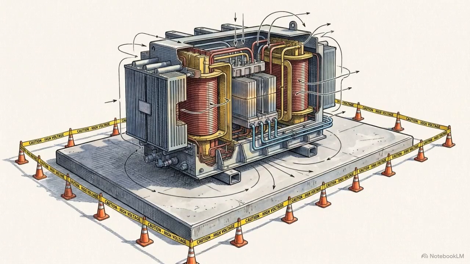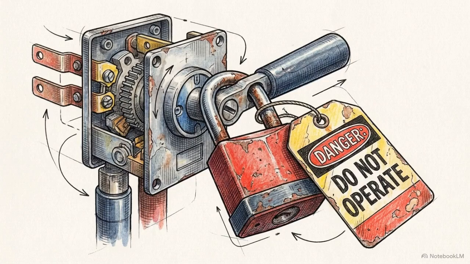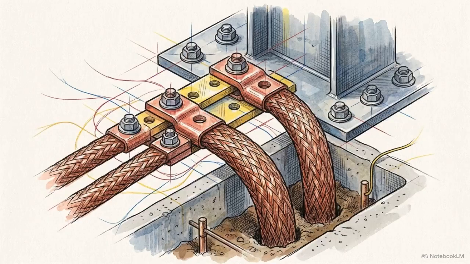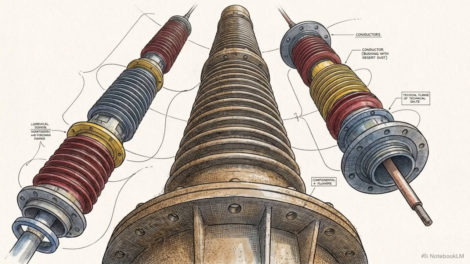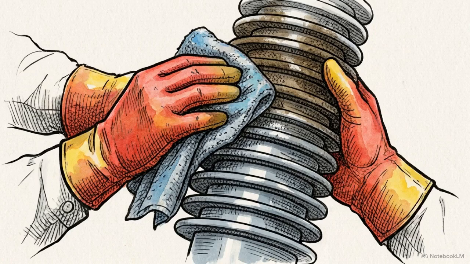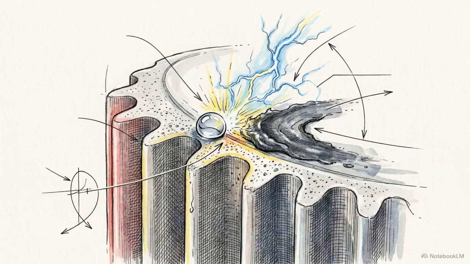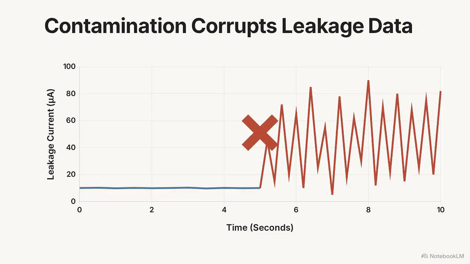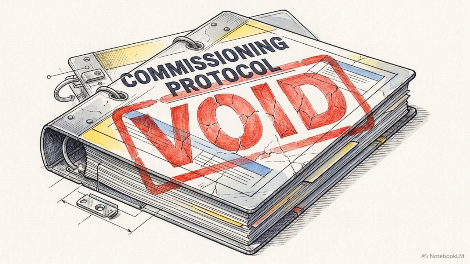Before initiating any test, the reactor requires complete isolation. This means confirming lockout-tagout procedures, verifying a safe discharge status, and implementing a confirmed grounding plan. The very first physical action on the asset is removing dust, moisture, and conductive contamination from all bushings and terminal surfaces. If surface contamination remains, or if safety boundaries are loose, the resulting microampere leakage data will be invalid. A failure to clean the asset renders the entire commissioning protocol useless.